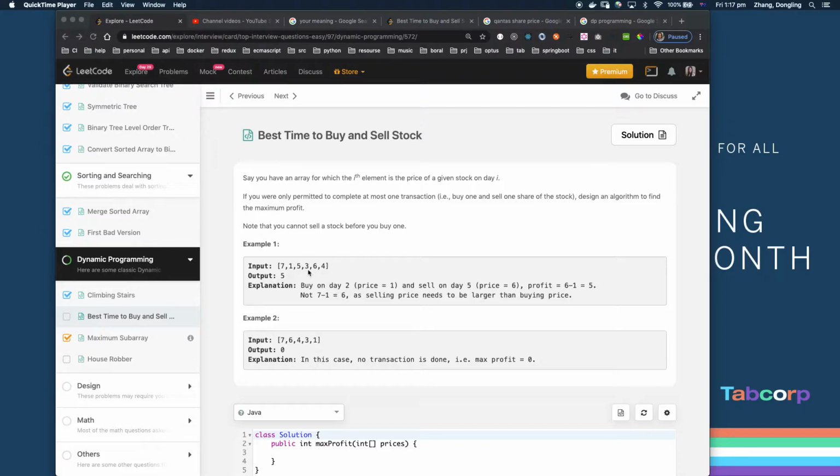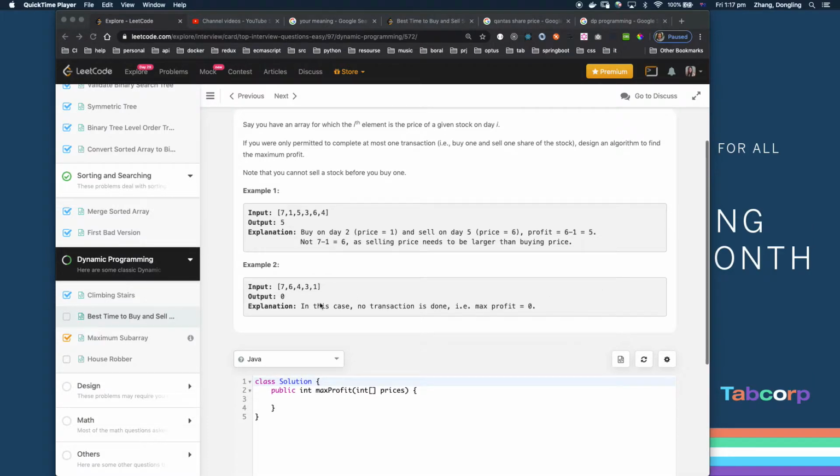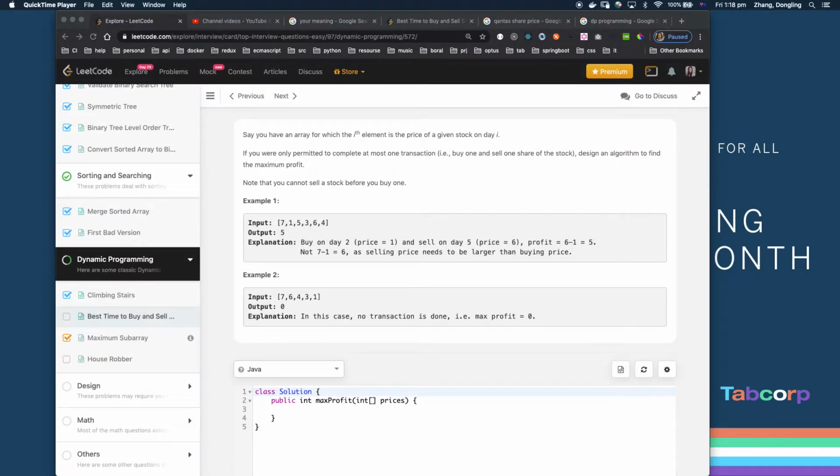So you choose a day to buy in this range and a later day to sell, and you make sure this is the max profit. For example, here the max profit is 5, because on day 2 the price is 1, but on day 5 the price is 6. So you buy at $1, sell at $6, and you earn $5. And if every integer is bigger than the one before it drops, the max profit can be 0.